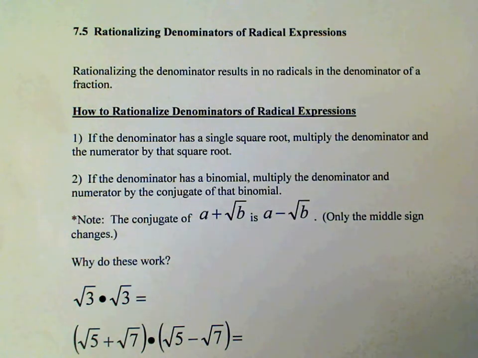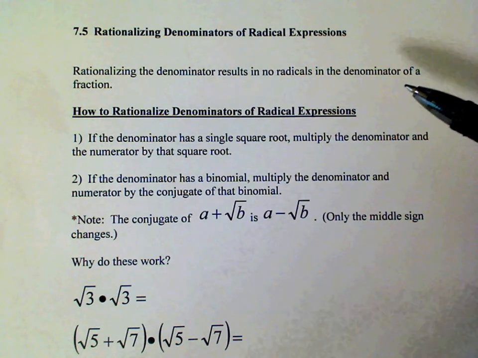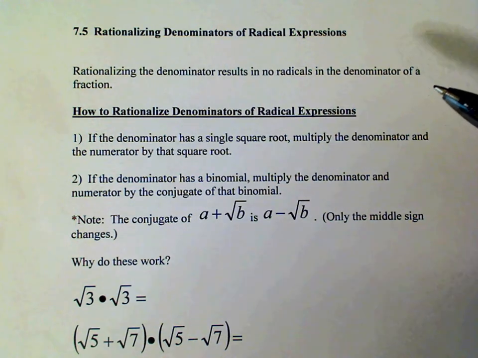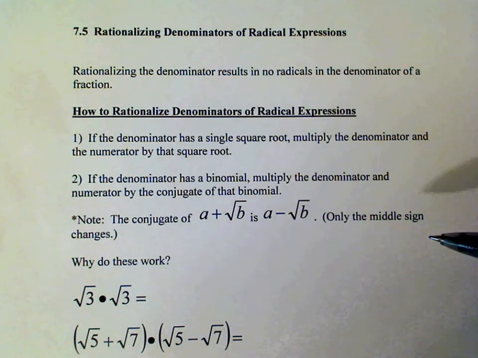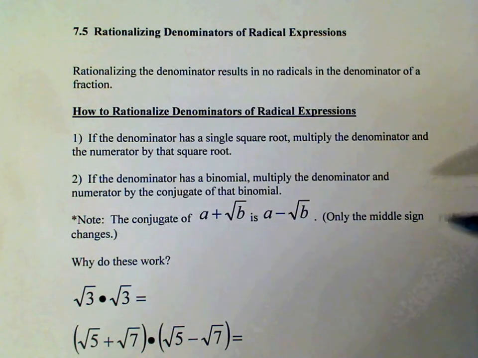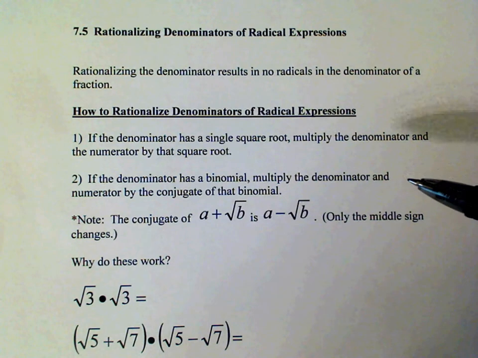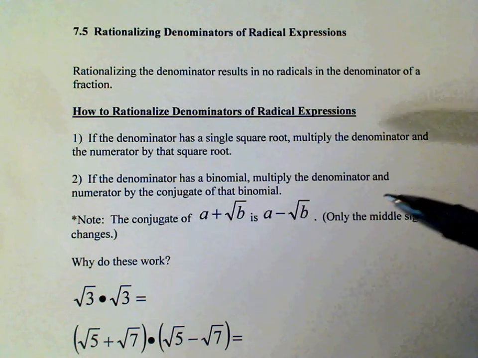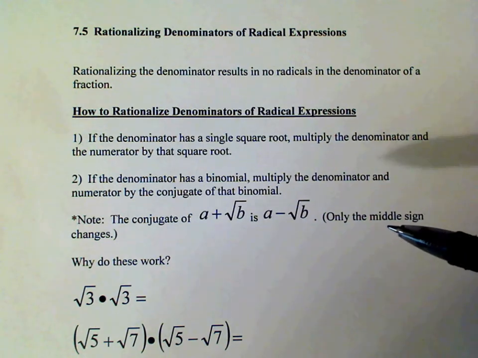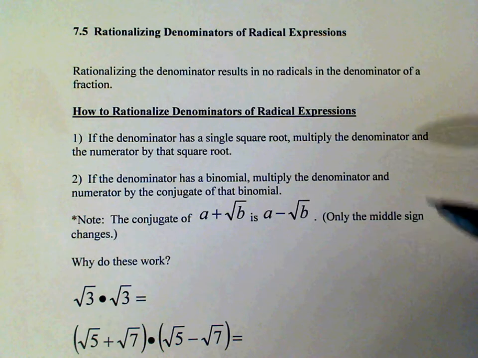Rationalizing denominators. What that means is we don't want radicals in the denominator of a fraction. There are two main ways of doing this. We're only going to deal with square roots, by the way. If the denominator is a single square root, we're going to multiply by that single square root. If the denominator is a binomial, we're going to multiply by something called the conjugate.